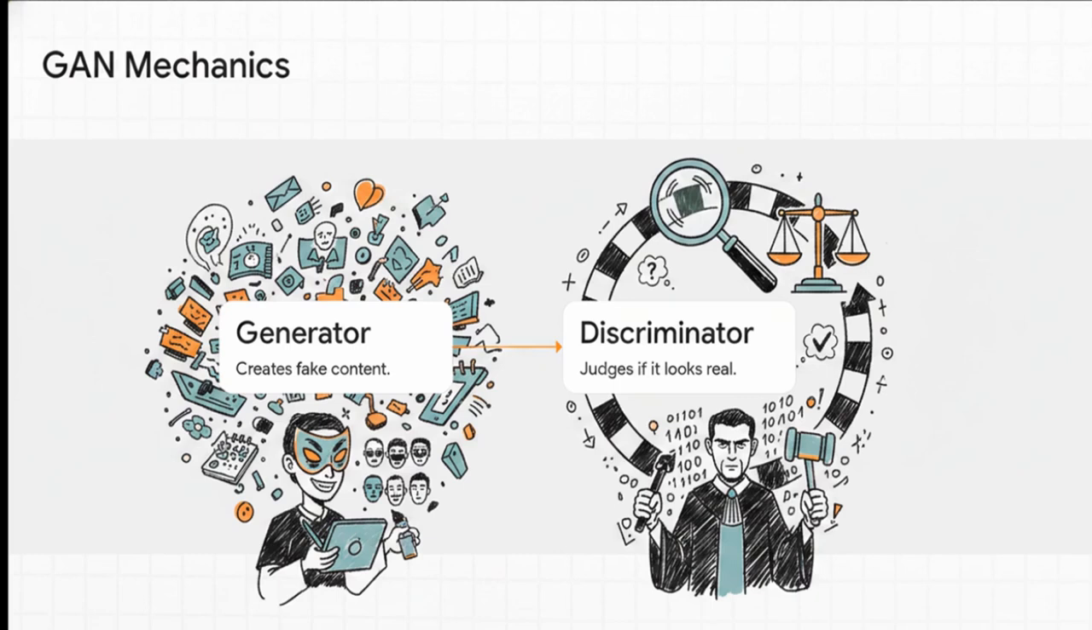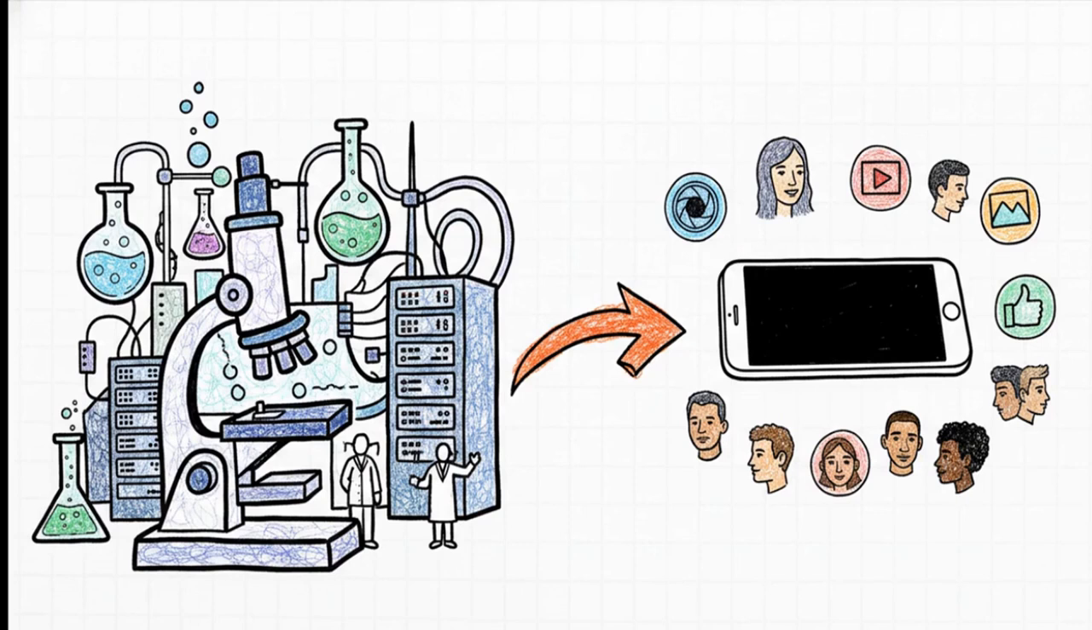Step 1, you've got the generator, and its entire job is to create the fake content. Step 2, you have the discriminator, which acts as the judge to determine whether that content looks real or fake. They just compete against each other, round after round, in this endless loop. The generator keeps trying to trick the discriminator, learning from every single failure until the output becomes basically flawless. The public label for all this came a bit later.